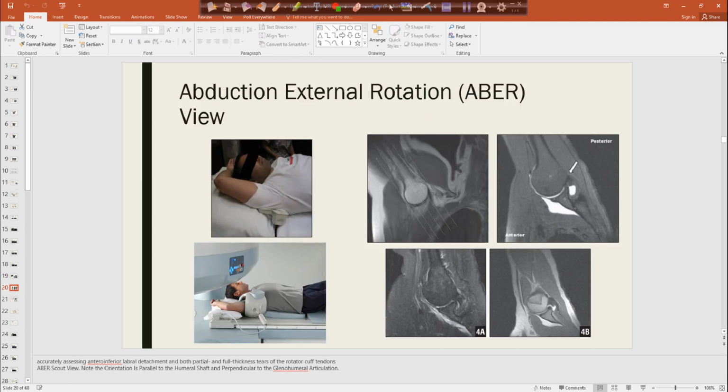This is that ABER view, abduction, external rotation. So you can see here how we have the shoulders up. And this is just for better visualization of our rotator cuff area. Here's your localizer scan. This is a coronal. And you can see here, it's almost like an oblique axial running along the length of the humerus. And then these are what the images actually look like right here.